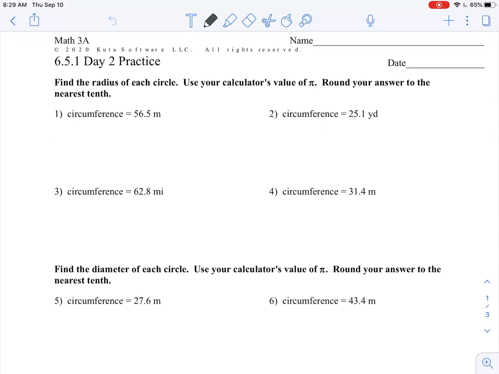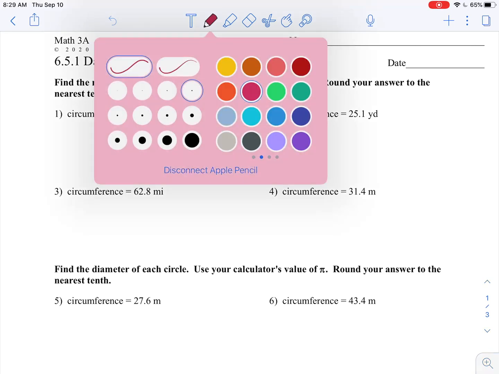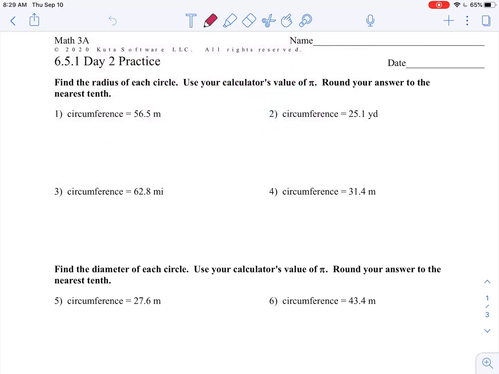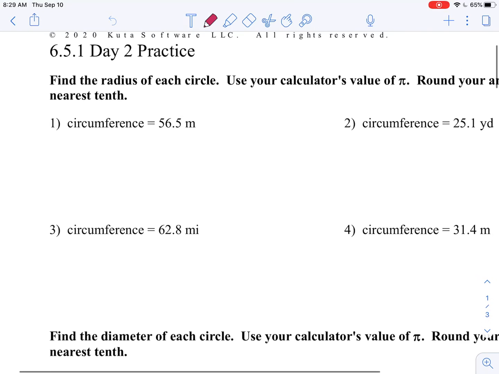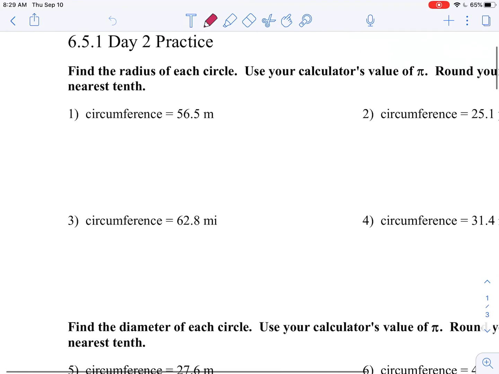Hello, in today's lesson we are going to learn how to find parts of a circle, be it the radius or the diameter, given the circumference or the area. So in our first example, it says find the radius of each circle, use your calculator's value of pi, and round your answer to the nearest tenth.